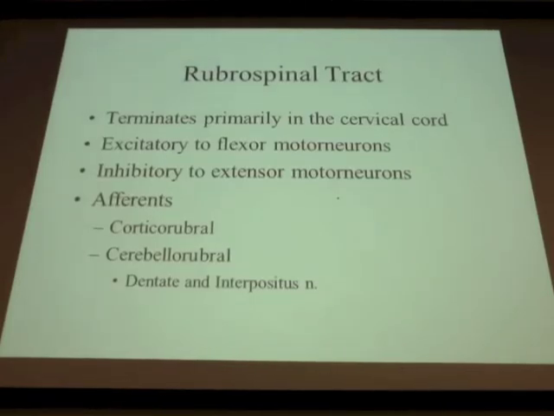It doesn't usually go down to your feet. It terminates in the cervical cord. And like I said, it's usually more to the flexors in your arm and your hand. Basically, we have a cortico-rubral tract, and we also have a cerebellar rubral tract, which are afferents that go to the red nucleus and help to regulate its activity. But the thing for this class is basically it's excitatory to flexors in the upper extremity.